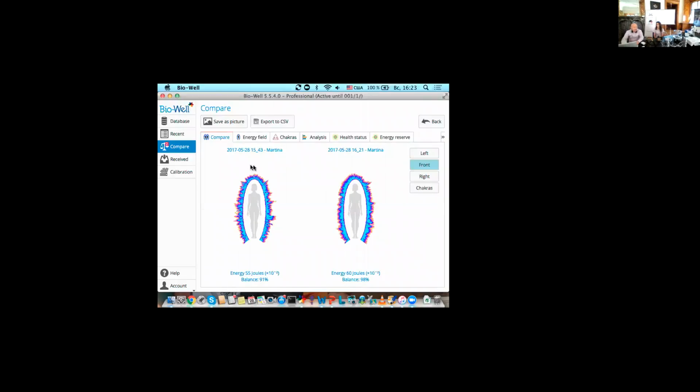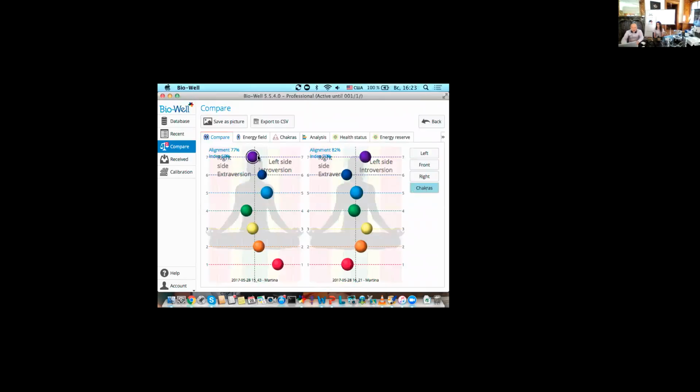You see, it was 55 joules before. Now it's 60 joules. If you look to chakras, it was 77. Now, remember, with filter, we didn't have this difference. It was same measurements with filter, without filter on chakra level. Here we have big difference before after.